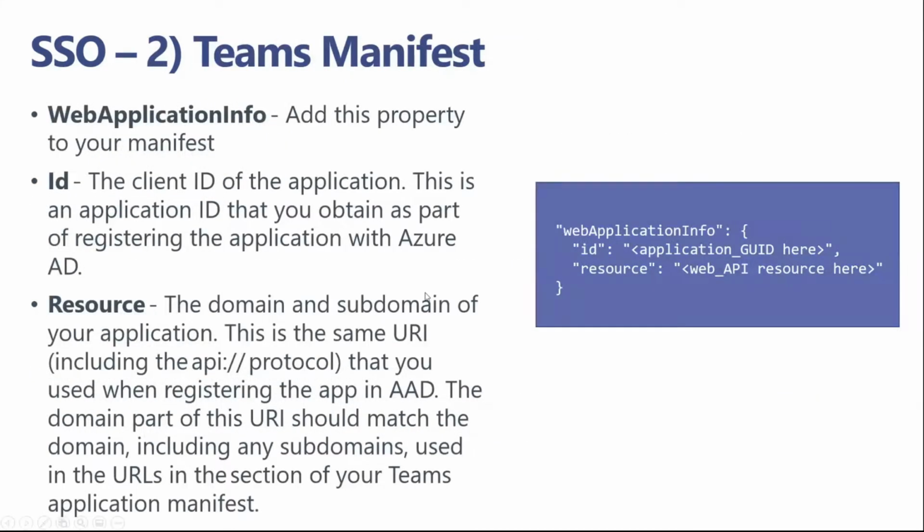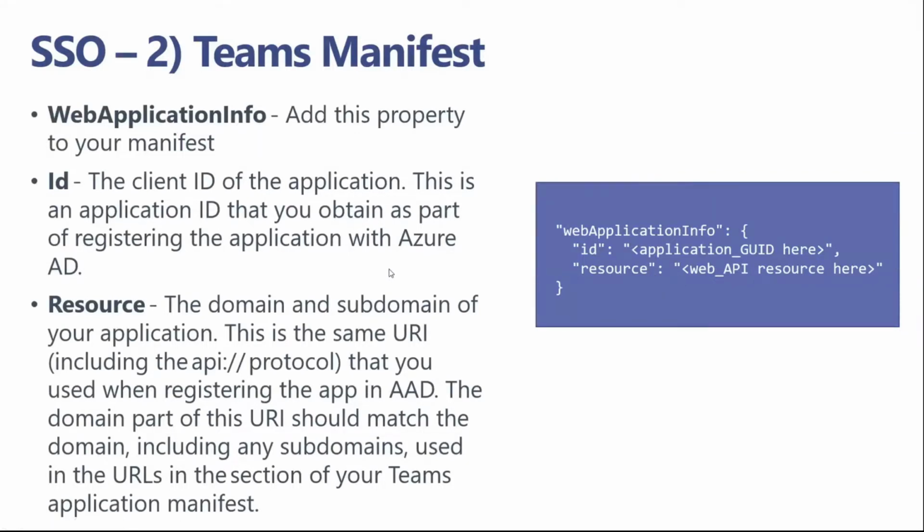Back in Teams, with those properties that you got from the first step, you need to go and update your manifest. In the manifest, we provide a property called the web application info section. And in here is where you're going to put all of your web app information that you got from Azure AD. The first one is going to be your app ID.